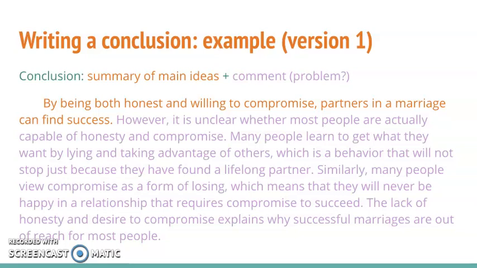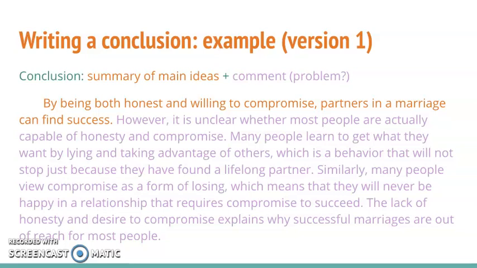Many people learn to get what they want by lying and taking advantage of others, which is a behavior that will not stop just because they found a lifelong partner. Similarly, many people view compromise as a form of losing, which means they will never be happy in a relationship that requires compromise to succeed. The lack of honesty and desire to compromise explains why successful marriages are out of reach for most people.